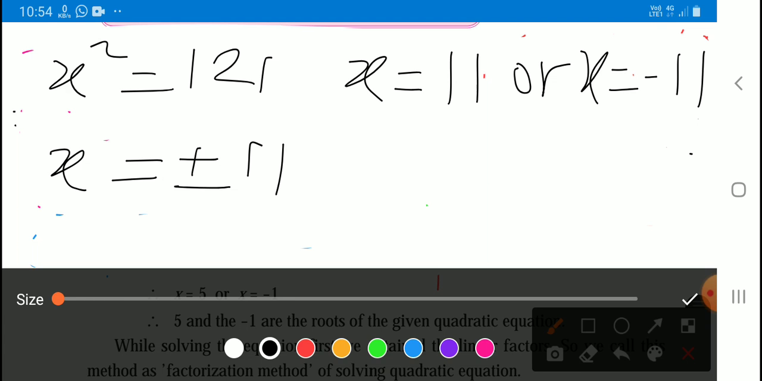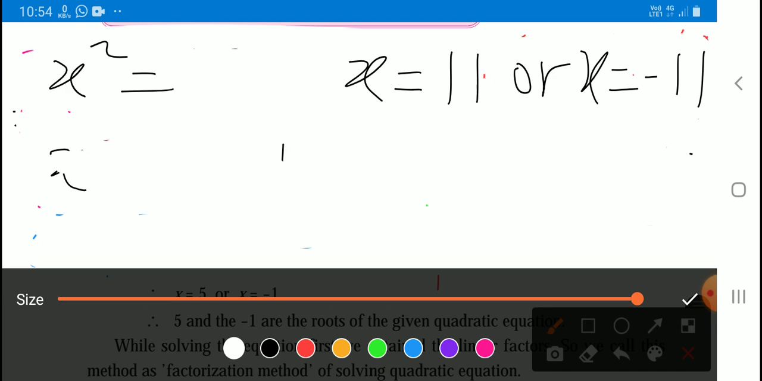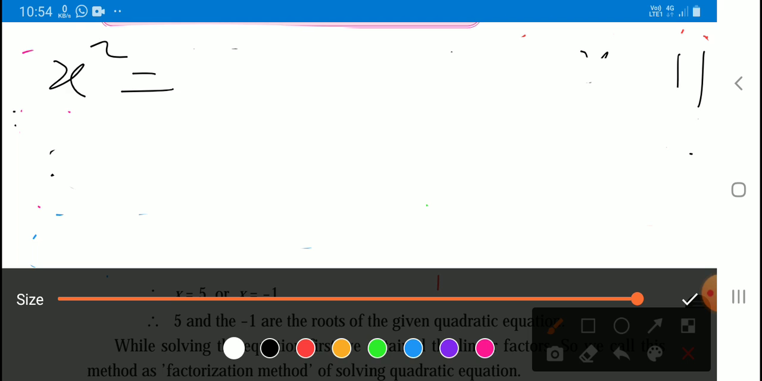Now suppose, in this way, one more example I will take here. Suppose x square is equal to 5. Now how to solve this equation? Do you know how to solve it?